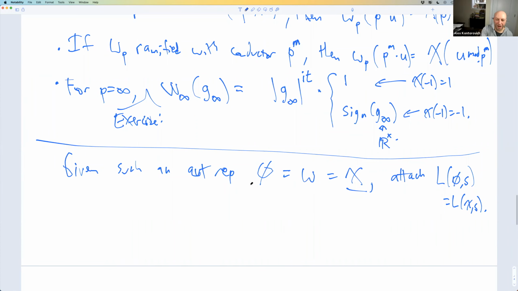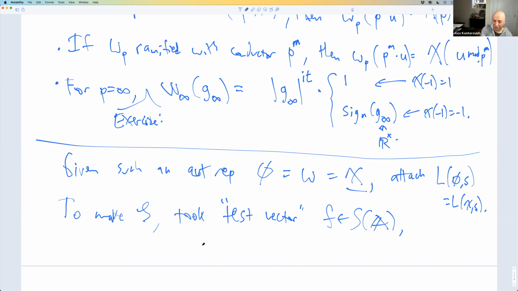So what are we going to do? Remember what we did before. We had a function. To make zeta, we took a test function, a test vector f in the Schwartz space of the adeles. We made a theta function out of it, theta f at t, where t was an idele, by summing over q in the rationals, f of q times t.